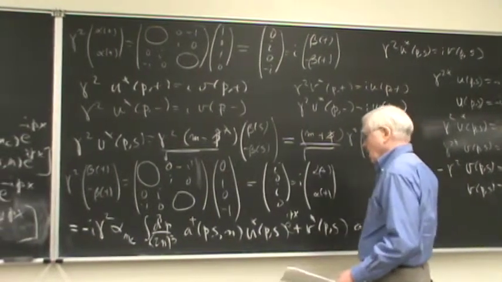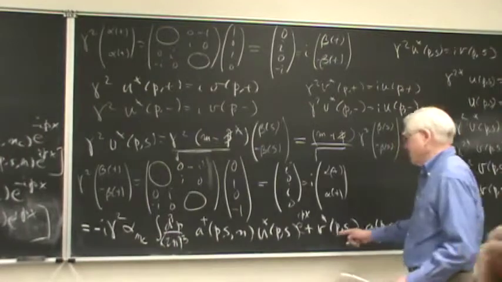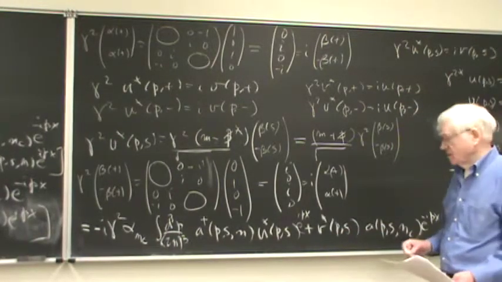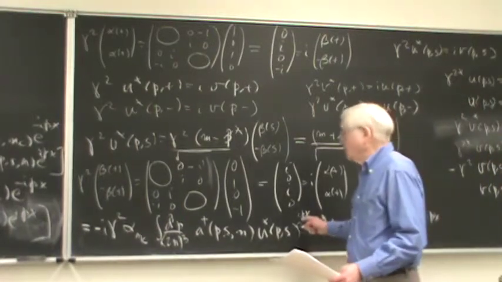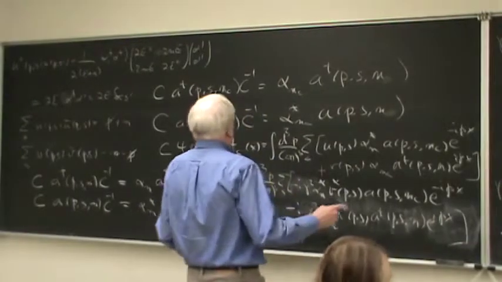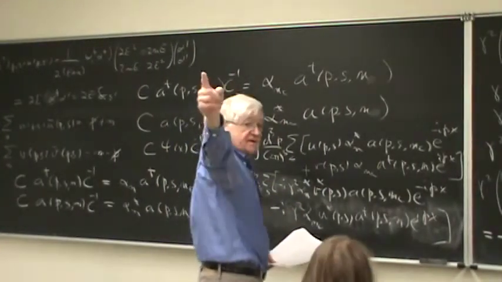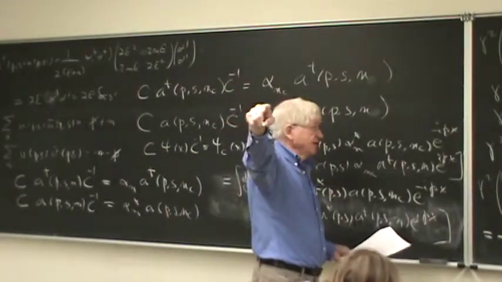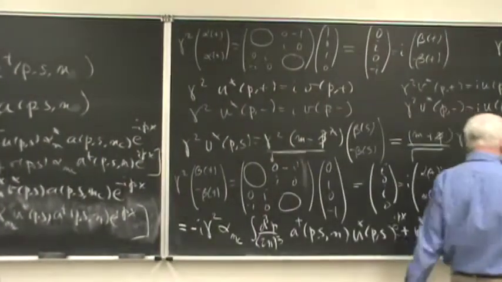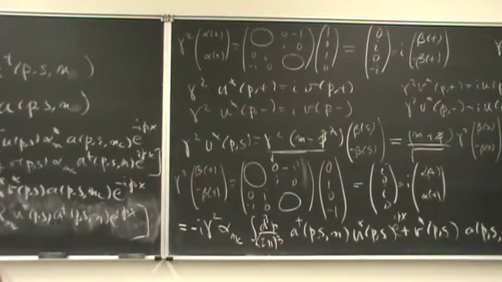Okay. All right, what is this thing here? This thing here, you see, is just a complex conjugate of the field. Okay, where's the field? And the field is on that front board, and you can verify that this is the complex conjugate. So this is equal to minus i gamma 2 alpha sub n c psi star of x.